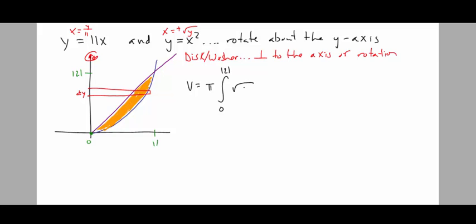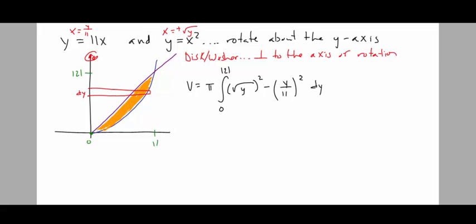So this is going to look like root y quantity squared for my outer radius. And then my inner radius would be y over 11 quantity squared, and then dy. So you have to be really careful how you're setting these up. You have to think about these pretty carefully.